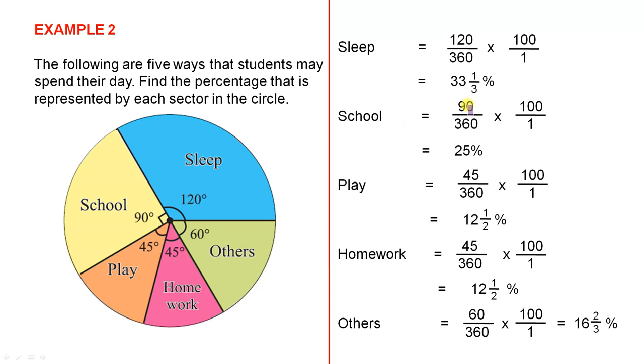Time at school is 90 over 360 by 100 over 1, which is 25%. Play is 45 over 360 by 100 over 1, that's 12.5%. Homework is exactly the same, 45 over 360 by 100 over 1, which is 12.5%. And others is 60 over 360 times 100 over 1, which is 16 2/3%. So when you add all those percentages up, we get 100%.